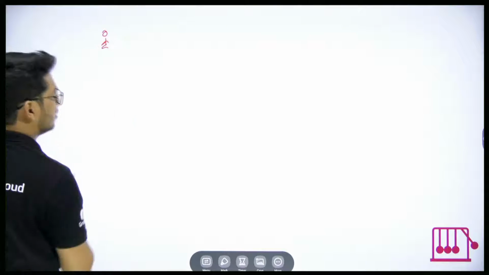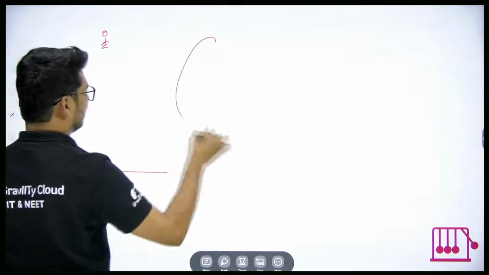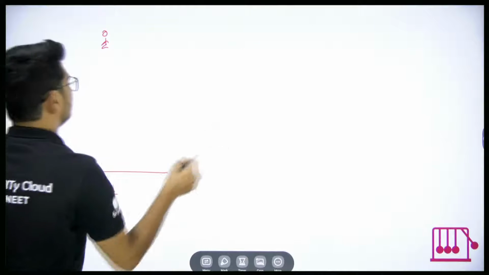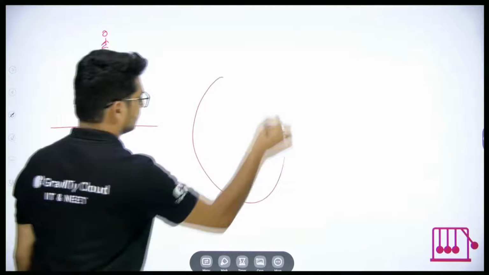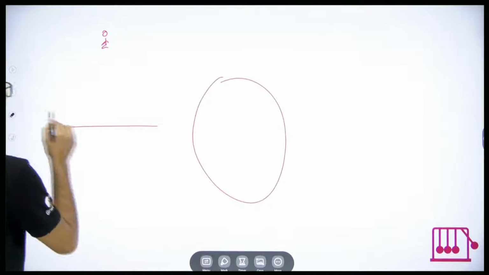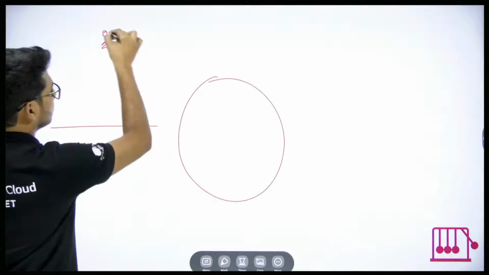If you are here, this is the ground. So you are high up, then you can easily see what? You can easily see a full rainbow that is a circle.